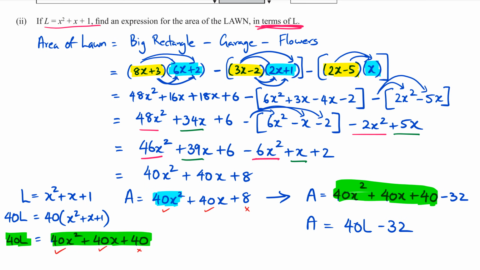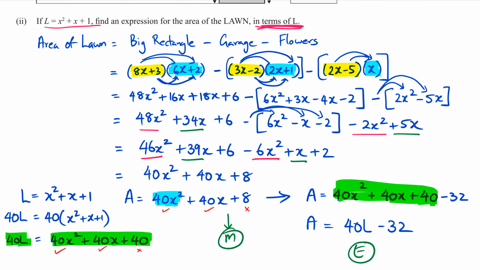Yeah, it is quite, how do I say, a long question. Doable, but you just got to be very careful with the working out. That's all. So grades wise, you're looking at a final grade. 40L minus 32 is an Excellence. A simplified quadratic gets you a Merit, so somewhere here.